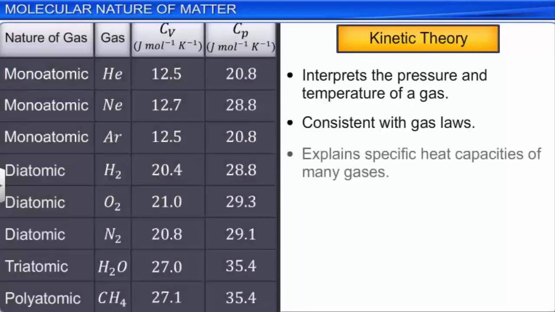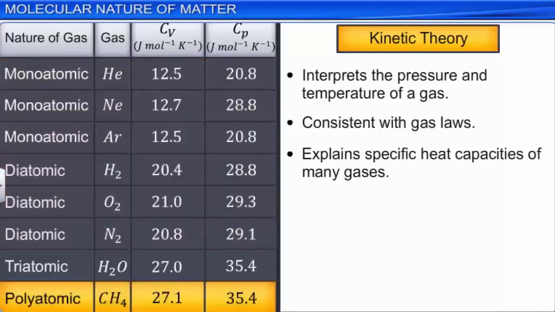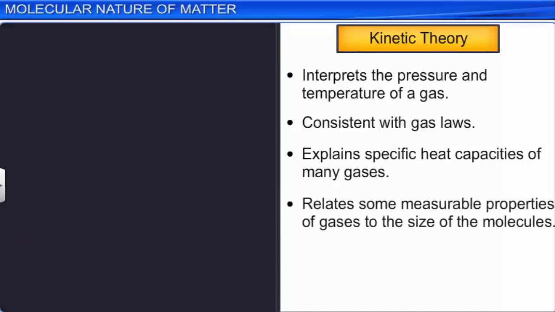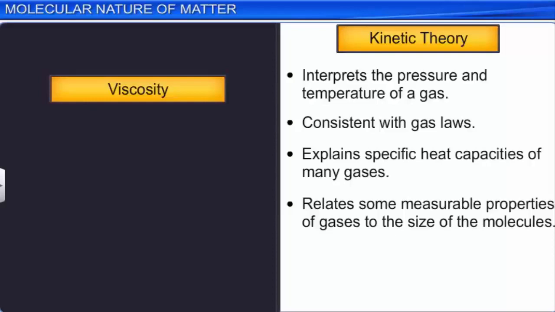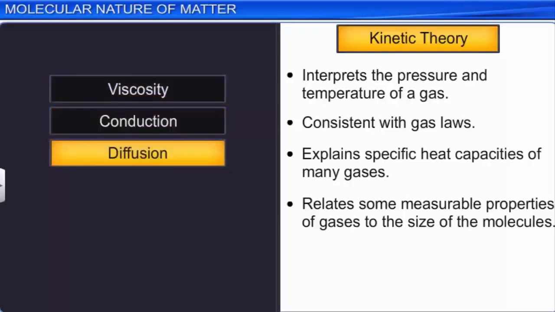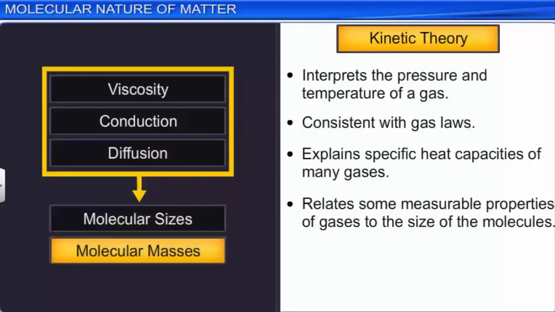Kinetic theory helps explain the specific heat capacities of many monoatomic, diatomic, and polyatomic gases. It relates the measurable properties of gases like viscosity, conduction, diffusion to the size of molecules. In fact, these relationships help in the estimation of molecular sizes and masses.